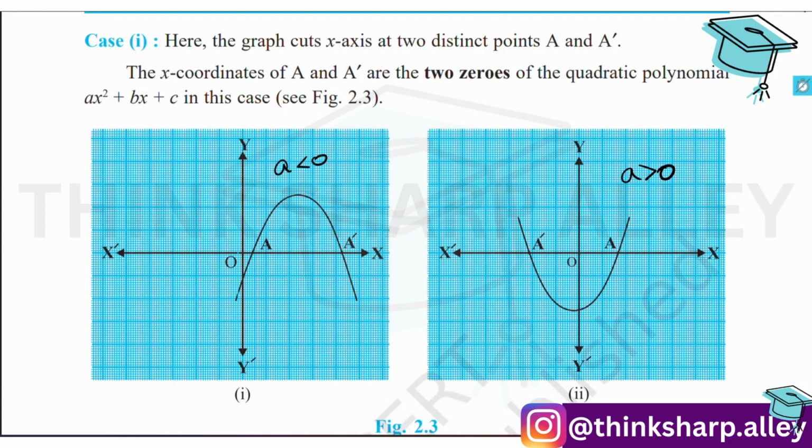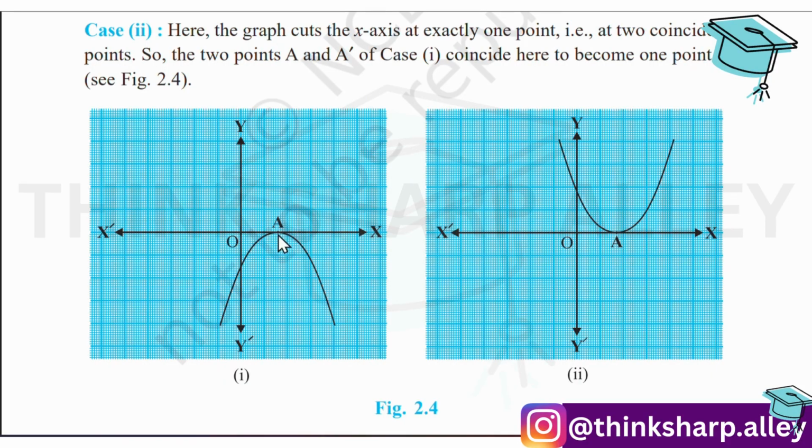Moving on. The second case. Here the graph cuts the x-axis at exactly 1 point. That means it is just touching the x-axis. Because the quadratic polynomial given can be written as a perfect square in the form of either a plus b whole square or a minus b whole square. In that case, you will always have a graph which is just touching the x-axis. So here you will get only 1 zero. Okay. Again, over here, we understand that a is less than 0, and here, since it's upward facing, the coefficient of x squared is positive.